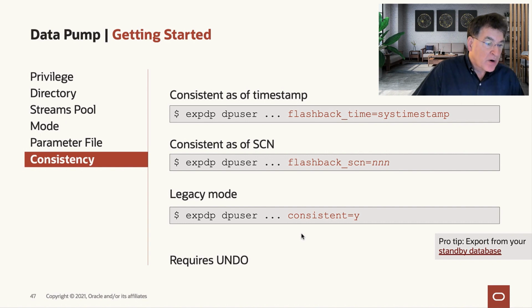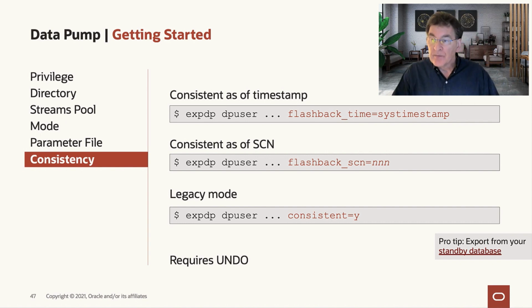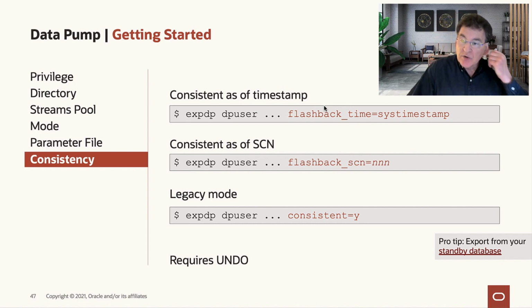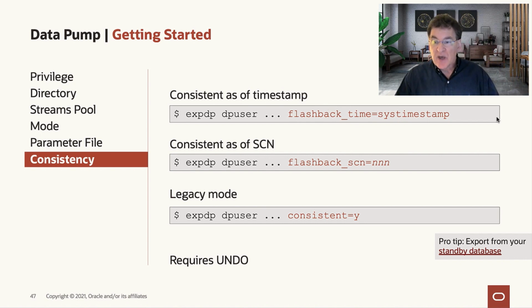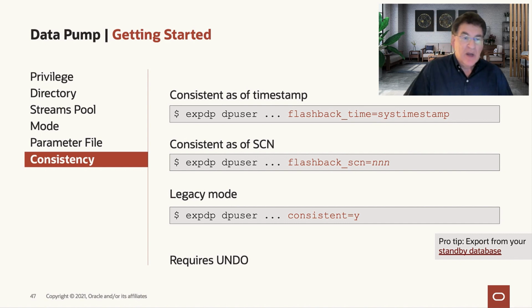And here are the syntaxes for these mutually exclusive parameters, and you can even use the legacy original export utility parameter CONSISTENT=Y, and that maps to the FLASHBACK_TIME parameter in Data Pump.